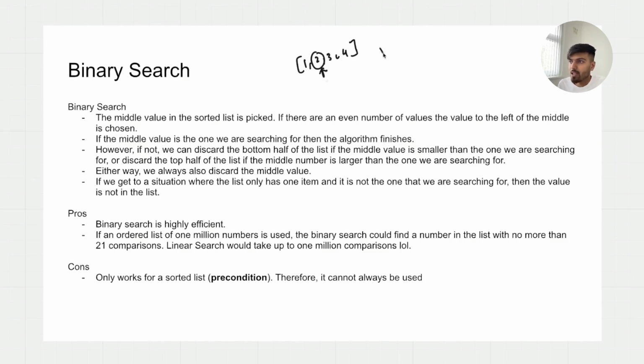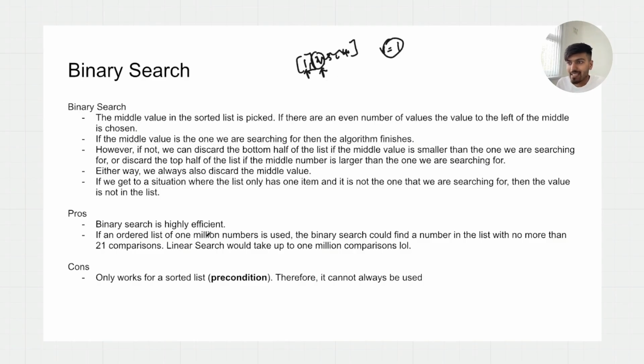Then we compare it to the value that we're trying to find. Let's say we want to try and find 1. We compare it, and clearly it's less than the value that we're trying to find. So we ignore everything to its left, including the middle value. And then we find the middle of this remaining section, which in this case is just 1. And we compare it to the value that we want, and it is, so we found the item.